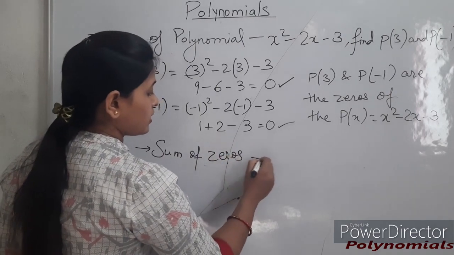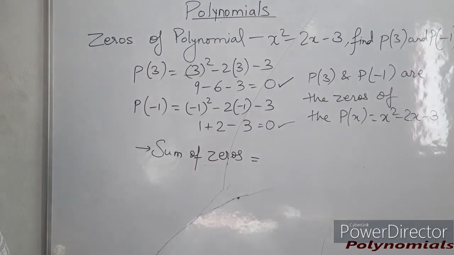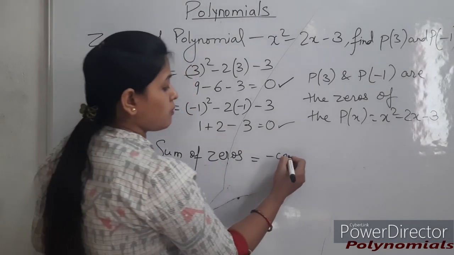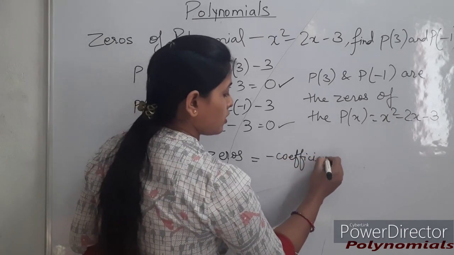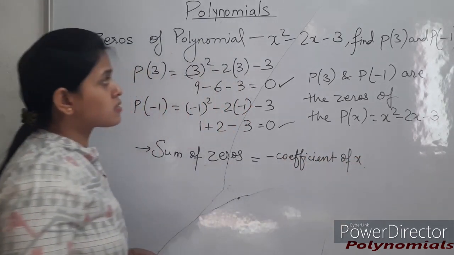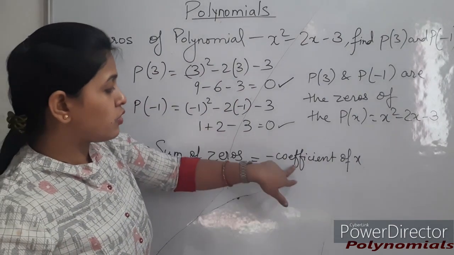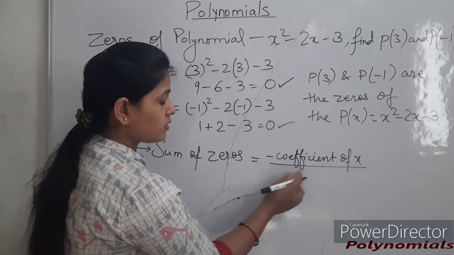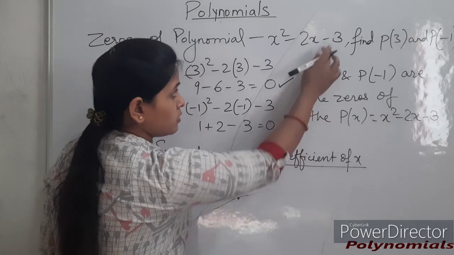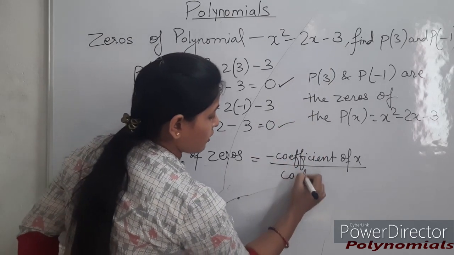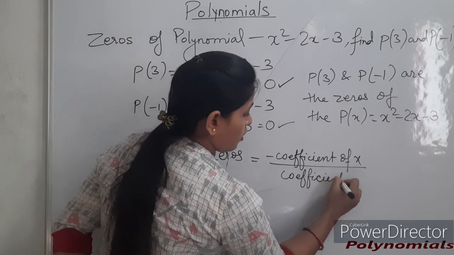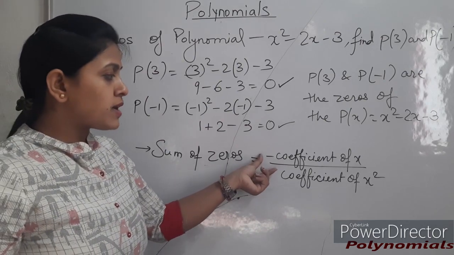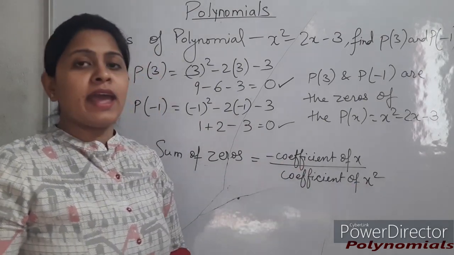How to find the sum of zeros? When we find the sum of zeros, the formula is: it should be equal to minus the coefficient of x, like if the coefficient of x is 2, divided by the coefficient of x square. This is the formula for the sum of zeros: minus coefficient of x by coefficient of x square.